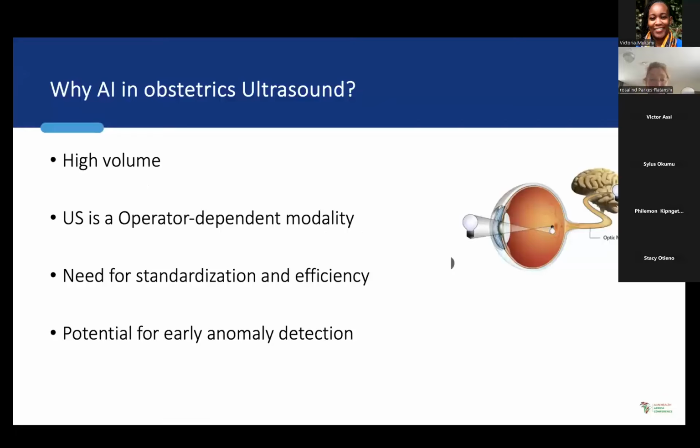So why AI in obstetric ultrasound in our setup? Because we have to deal with very high volume, and ultrasound is obviously an operator dependent modality. What the brain has, the eye sees, so that must be difficult to interpret for all the non-radiologists and non-sonographers, so it must be standardized. And there is potential for early anomaly detection through AI in the peripheral setup so that it can be transferred to the higher tertiary level center in a country like ours.